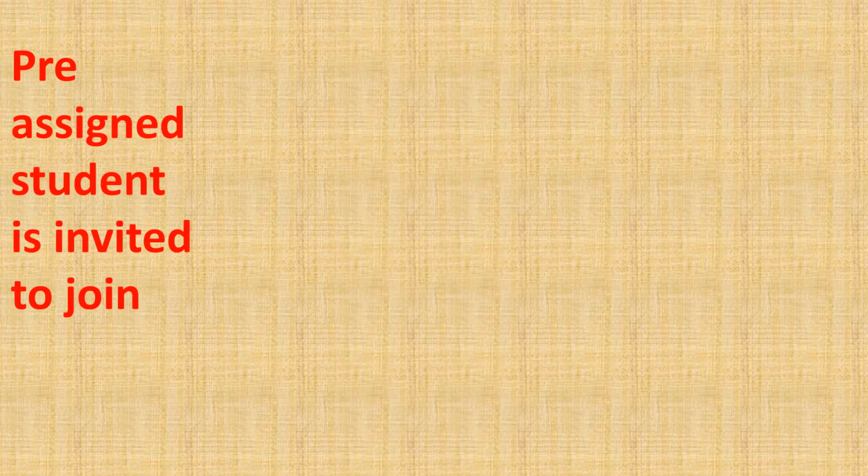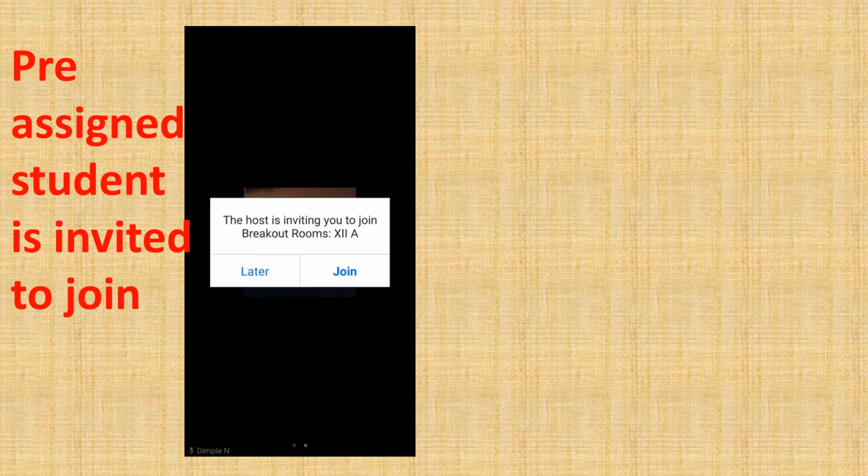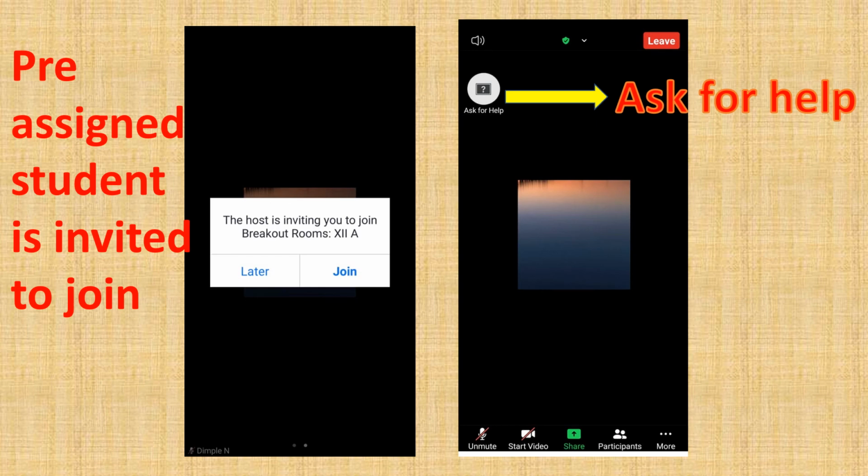Now I have joined the meeting. Now I will get a message from the host asking me to join the breakout room for 12A. In that case, this is what I'll see on my phone. The host is inviting you to join breakout room 12A. Okay, so I click on join. So as a pre-assigned student, I'm invited to join the breakout room. See this? This is the screen I'll see. Okay, I have joined the breakout room.